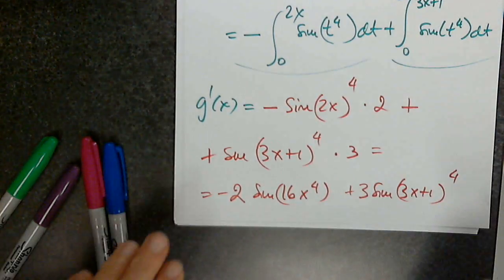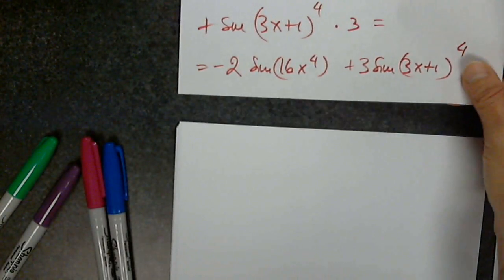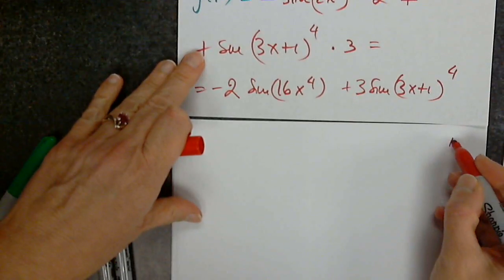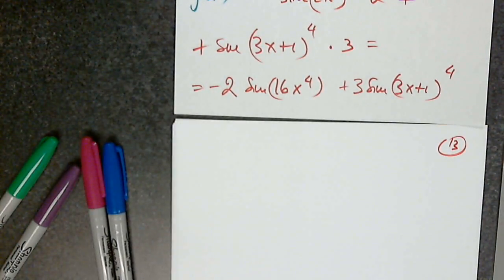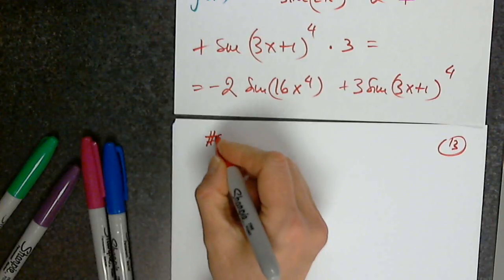51 through 54. Let's take a look. Yes. We are only asked to find the derivative. A function was given to us in the form of an integral. We were asked to find the derivative. Yes. Which one? 53 it is. Let's take a look at 53.